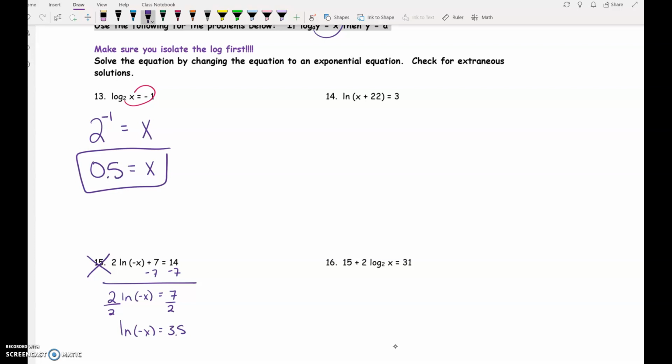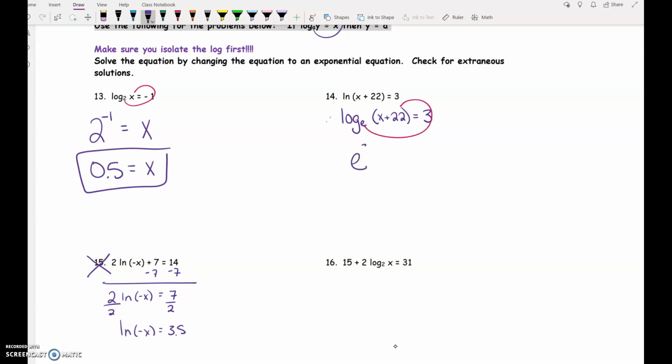Number 14, I don't think I put any of these on your assignment, but it's worth showing in case you do see it eventually. Remember that ln is the same as log base e. Okay, so now we're stuck. The log is by itself. There's nothing multiplied in front. There's nothing added or subtracted after. Now we need to change forms. Start at your base. Woo!